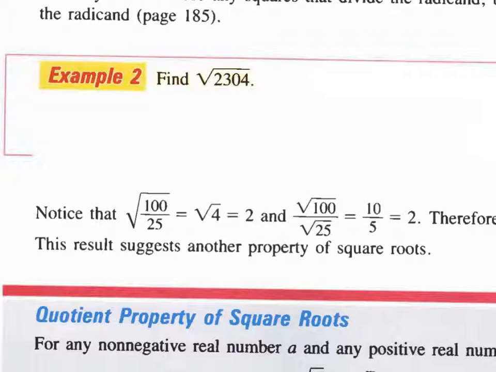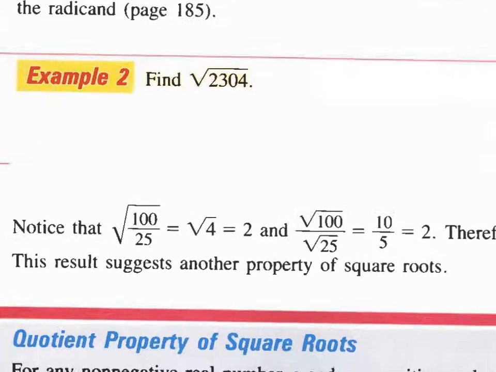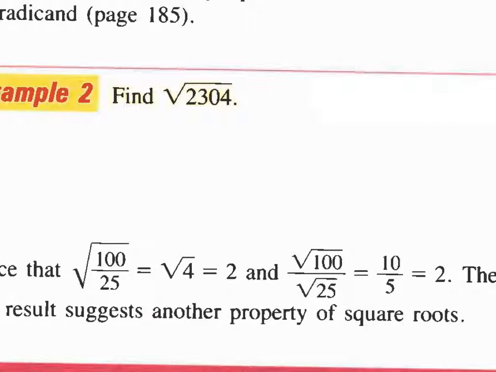Again, a really large number here. So let's say you don't know what it is. So let's go ahead and start factoring it until we can find some perfect squares. So 2,304. I can start by factoring this, and obviously it's an even number, so I could just divide it by 2, and then from there, keep breaking it down.